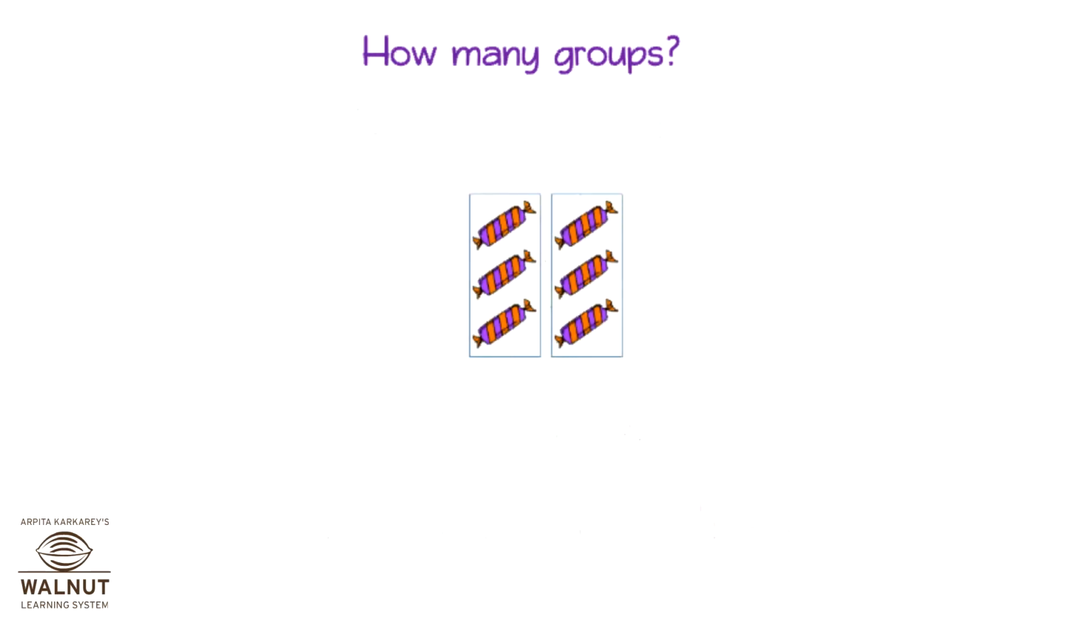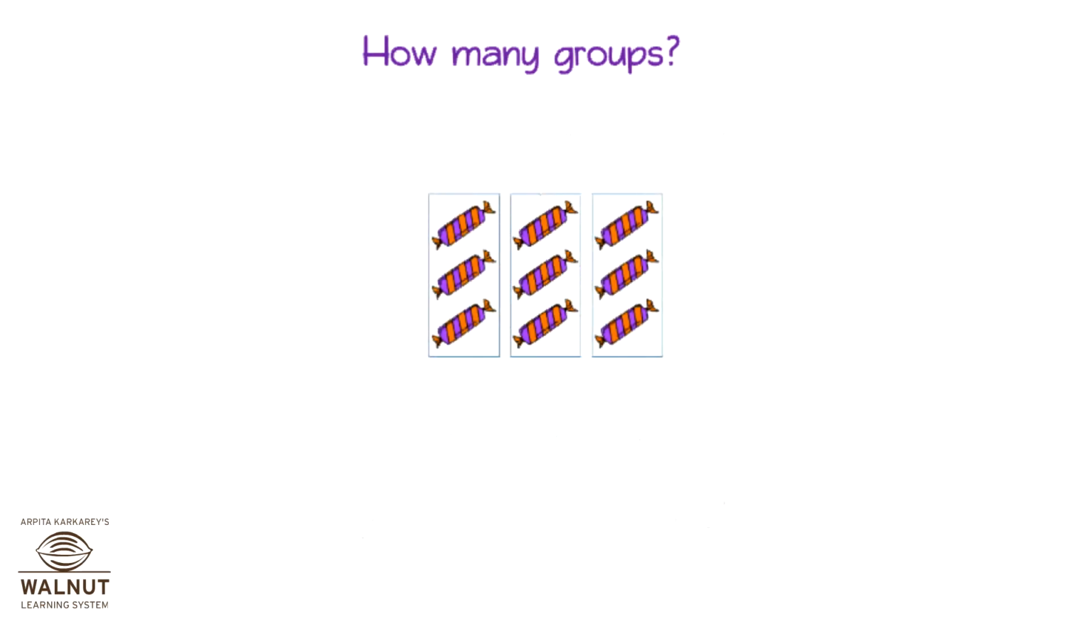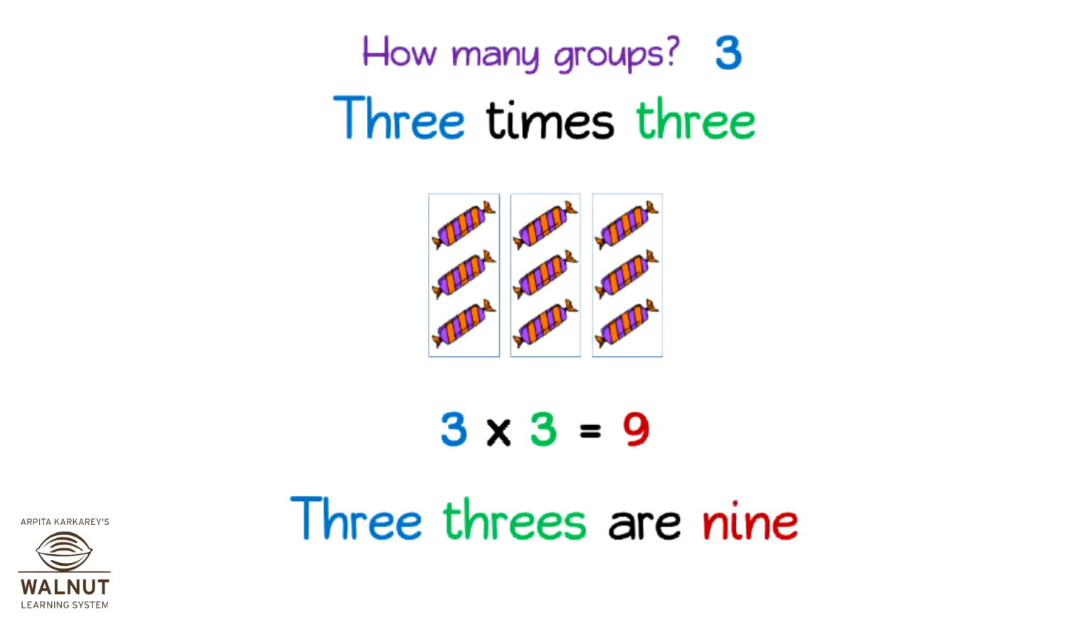How many groups do we have? 2. That is 2 times 3. We write it as 2 multiplied by 3, which is 6. We read it as 2 threes are 6. How many groups do we have? 3. That is 3 times 3. We write it as 3 multiplied by 3, which is 9. We read it as 3 threes are 9.